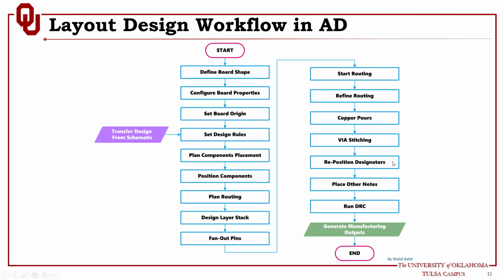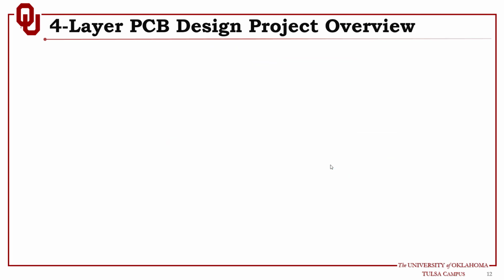add via stitching. And we talked about via stitching, I think, in session number 7 maybe, and number 10 as well. And we talked about how you calculate the spacing between the vias based on the wavelengths. Then you need to adjust the designators and place any other notes, run the design rule check, and make sure that you don't have any errors. Do a design review, then you generate the manufacturing and assembly files.